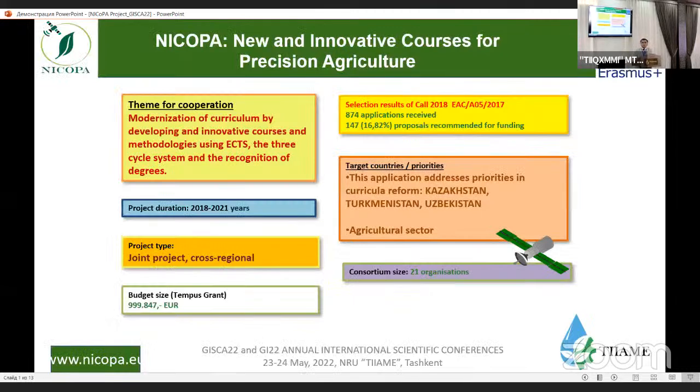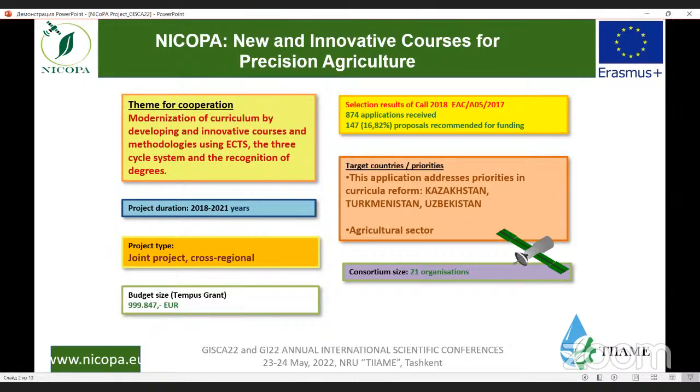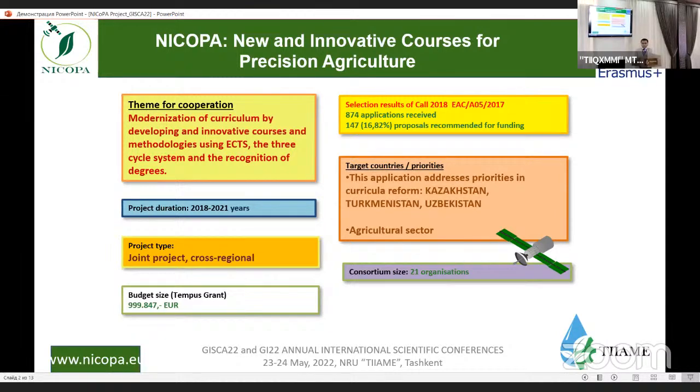Next slide, please. So the main aim of our Nicopa project is the modernization of the curriculum, which is related to precision agriculture, geoinformatics, and remote sensing, by applying ECTS, the European credit system. This is somehow applying the Bologna process. And actually we started our project in November 2018. Last year we should have finished this project, but because of COVID, our project is extended by 1 year, and this year in November we will finish our project, and the final conference of the project will be organized at the Kazakh Agrotechnical University named after Ramsey Kulin.